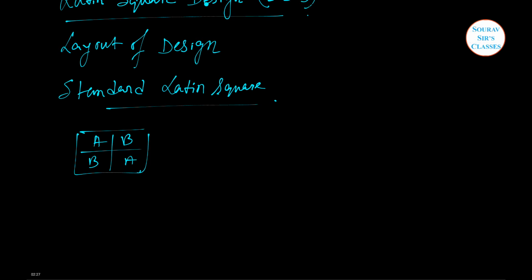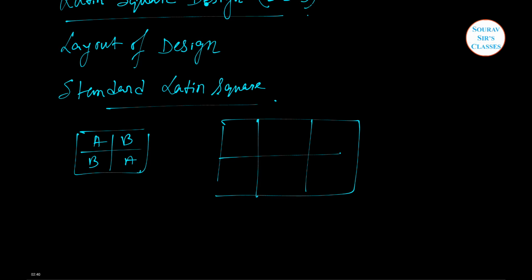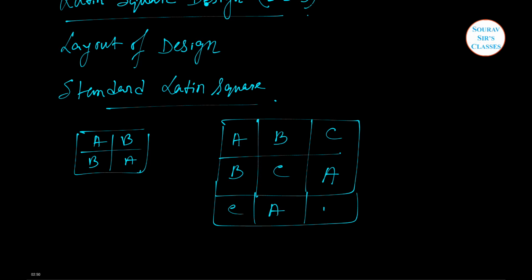AB, BA. For 4 x 4 Latin squares, 4 standard squares are possible, given by, like, A, B, C, B, C, A and C, A, B.